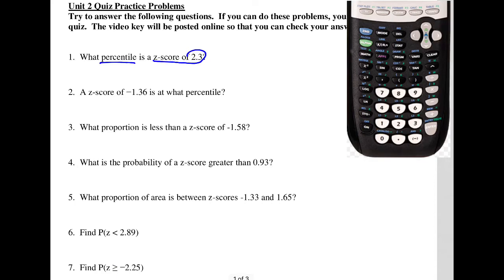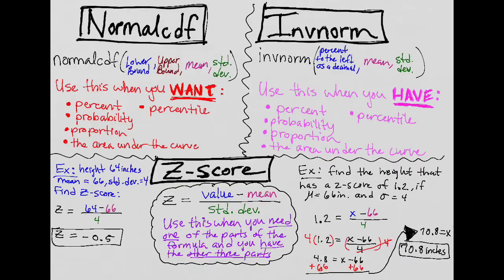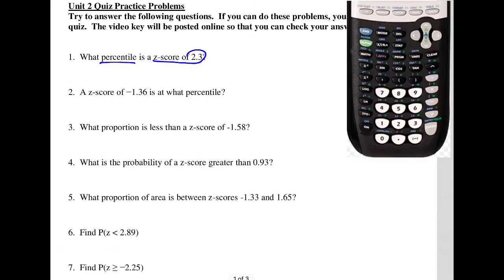So basically, we're looking for the percentile. So if we look at the last page I have here, if we want the percentile, we are going to use normal CDF because we want the percentile. So we then got to just go back and figure out, okay, what are we putting in those spaces for lower bound, upper bound, etc. So we know we're using normal CDF.